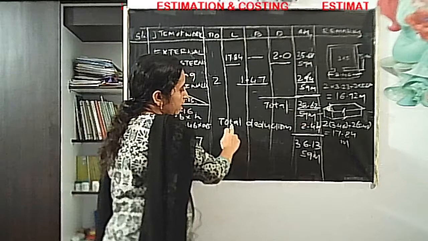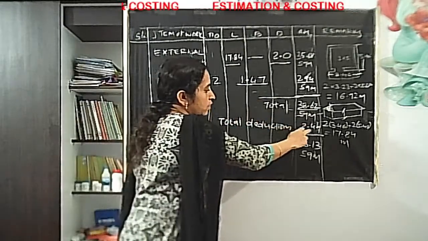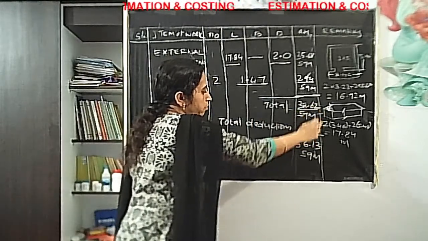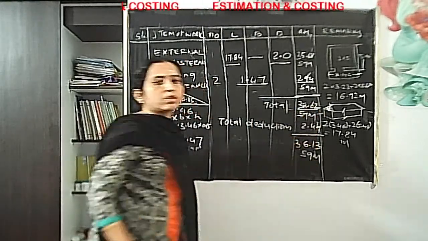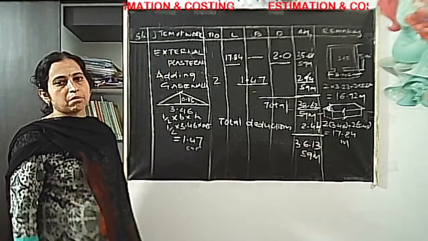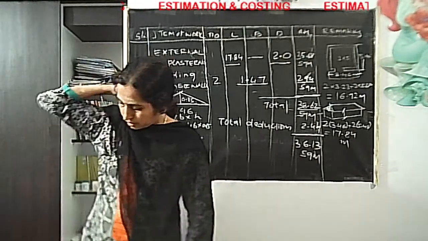Then you have to deduct the openings. We did it before, so I have directly taken the value, that is 2.49. So, you have to deduct 2.49 from 38.62, that is equal to 36.13 square meter. This is the external plastering. What about internal plastering?